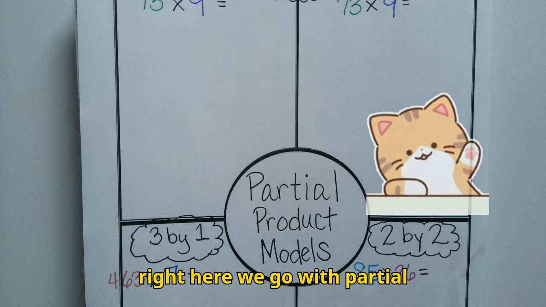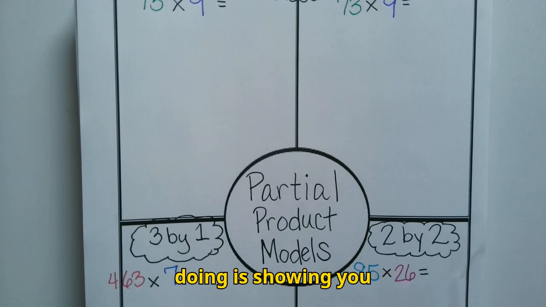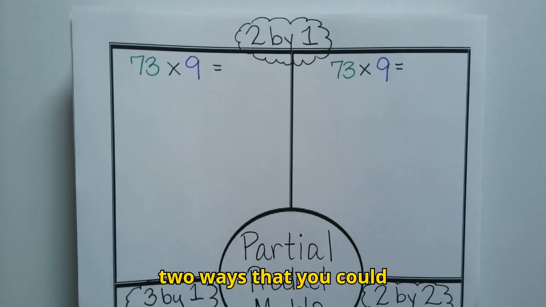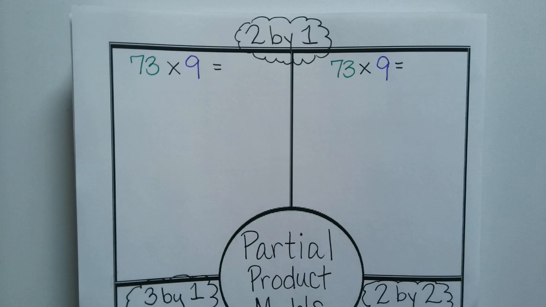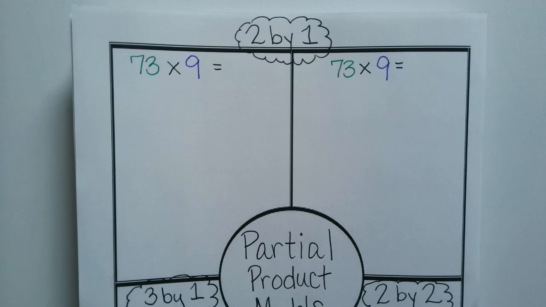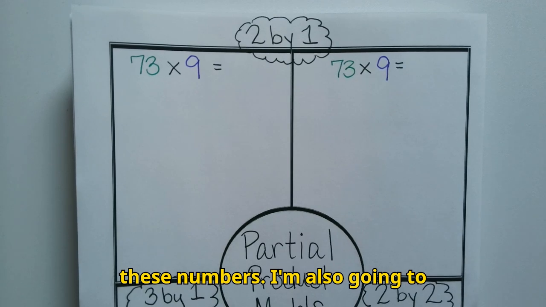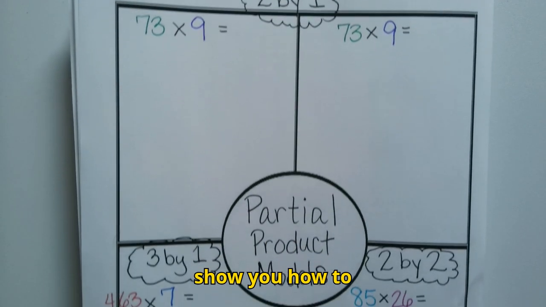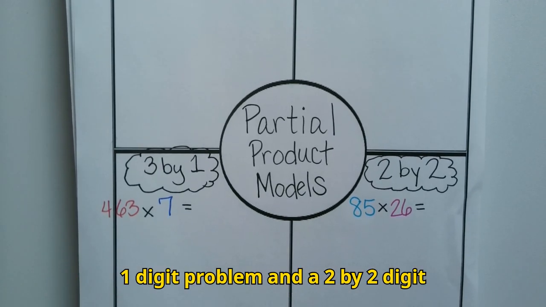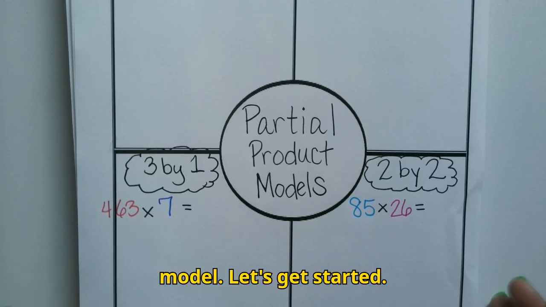Right, here we go with partial product models. What I'm going to be doing is showing you two ways that you could solve this multiplication fact, 73 times 9, based on the ways that you can decompose these numbers. I'm also going to show you how to do a 3x1 digit problem and a 2x2 digit problem using the partial product model. Let's get started.